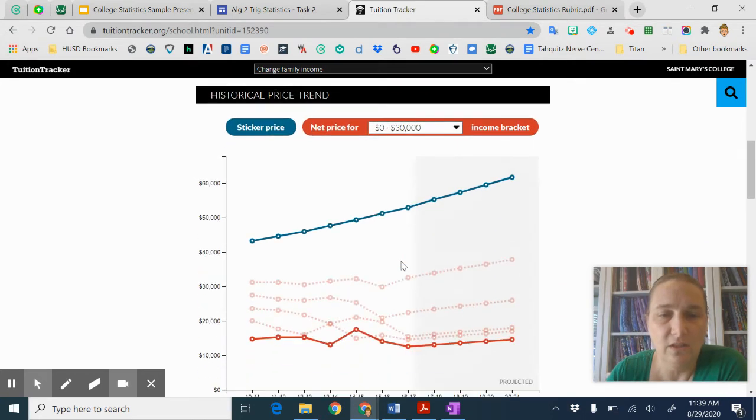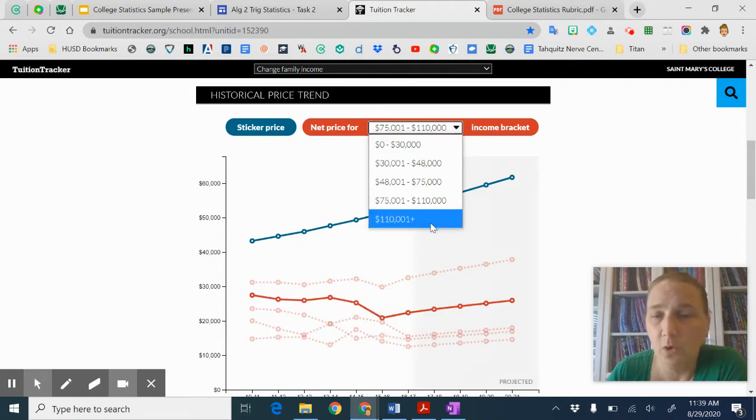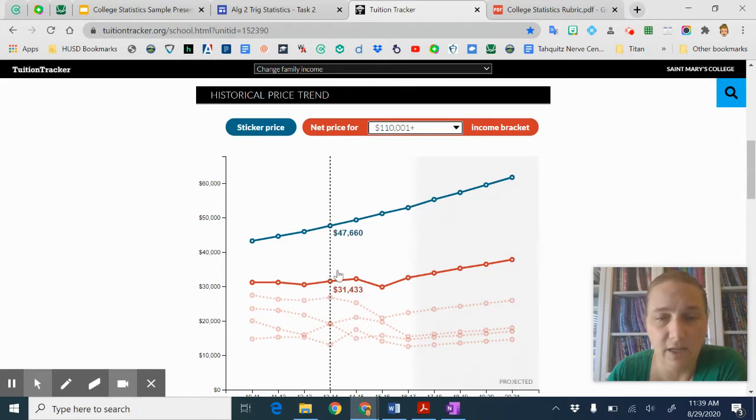So here are your actual values, but you'll notice that there are 11 data points here, and you only need to do the 10. So you're going to pick the last 10. You're going to start here, and those are the values that you're going to put into your spreadsheet. You can also toggle this to change the income bracket, so you can choose whichever income bracket you want to examine for your last set of data.